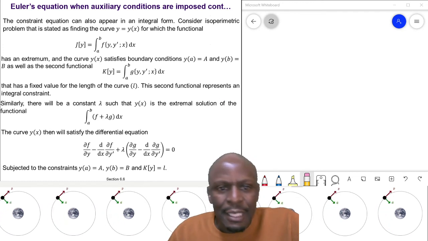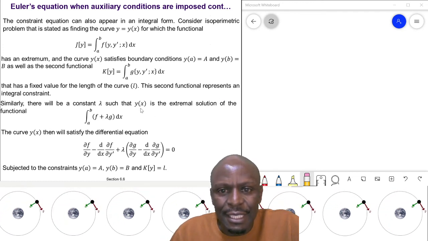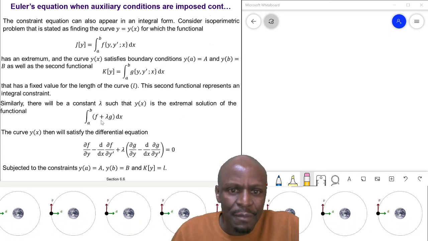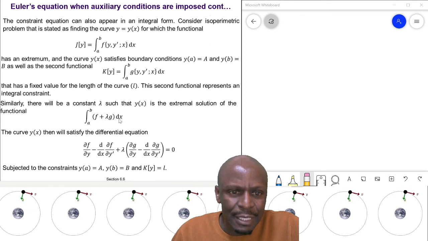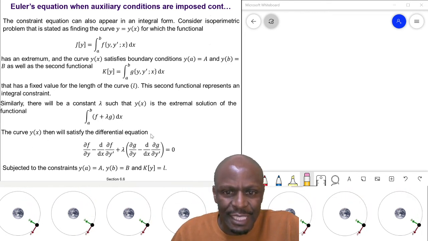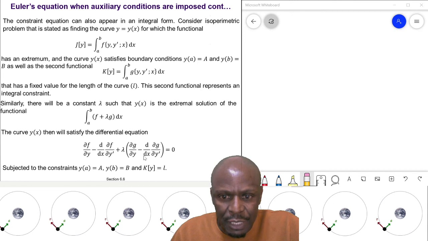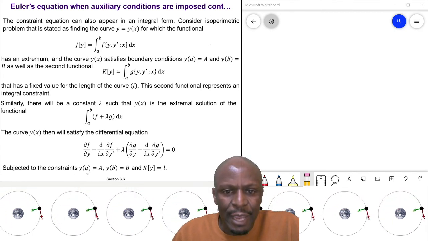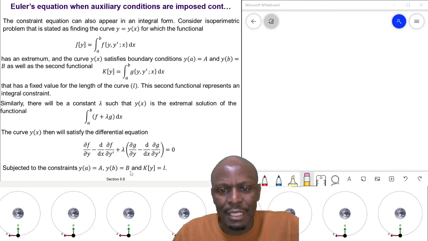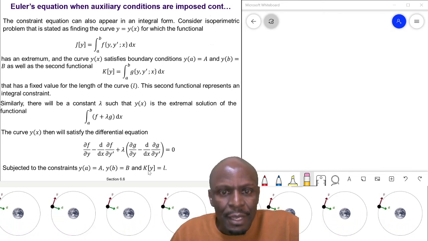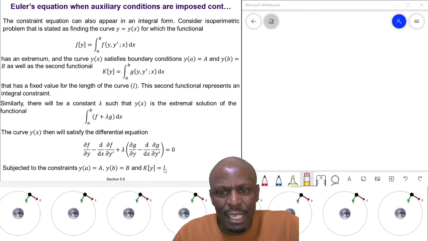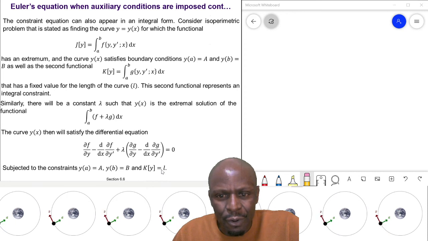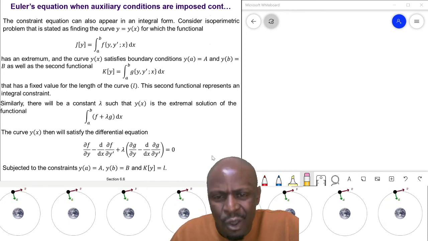Now similarly, there will be a constant lambda such that the function y of x is an extremal solution of the integral of f plus lambda g dx, so that the curve will satisfy this equation, which is equal to 0, subject to the constraints of y at a and y at b, and the functional K is given by the total length L.